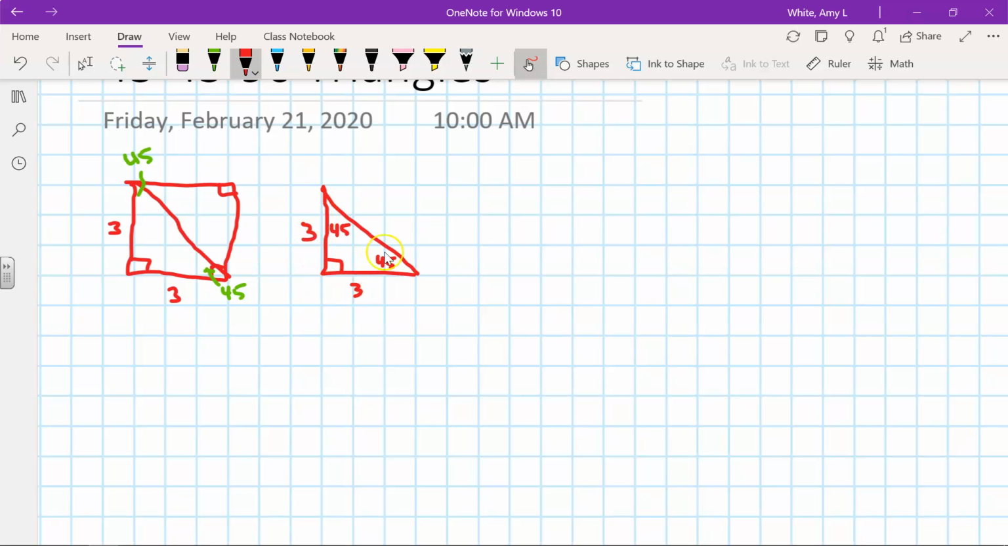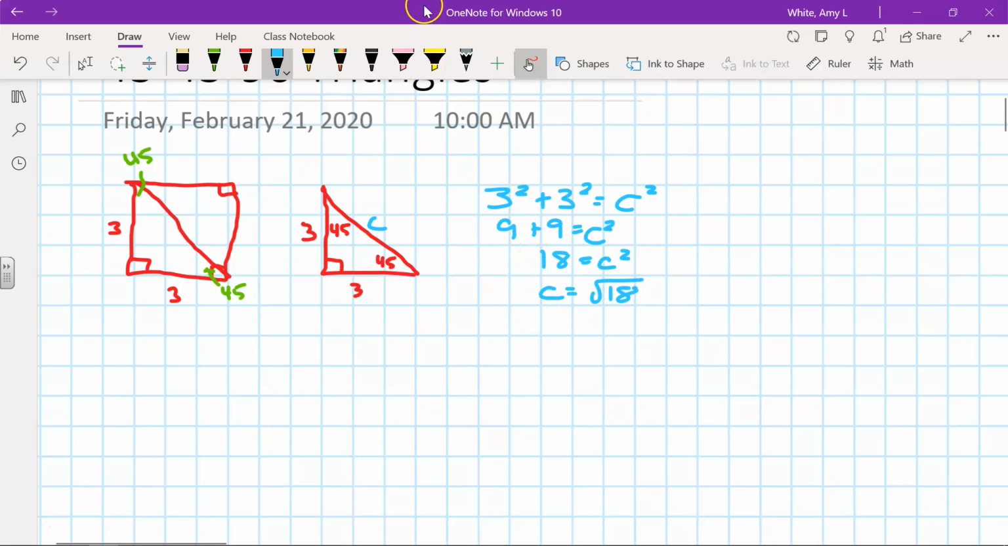Now that we know the side lengths, we could use the Pythagorean theorem to calculate the hypotenuse. So I could do 3 squared plus 3 squared equals c squared. 3 squared is 9, so that's 9 plus 9 equals c squared. That's 18. And then I take the square root and we get that c is the square root of 18. Now for special right triangles, we are going to simplify our radicals. So I know that 18 is 9 times 2, which is great because 9 is a perfect square. So we get that the hypotenuse is 3 square root of 2.